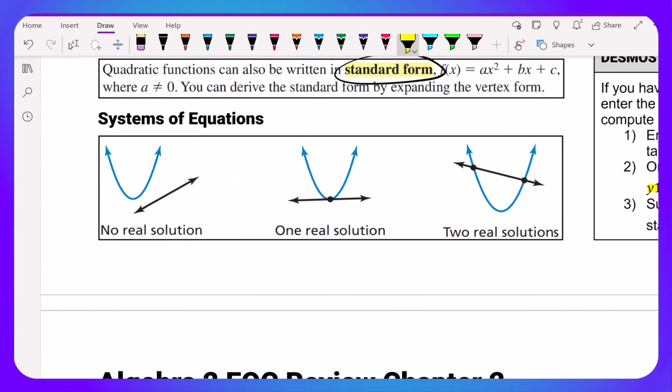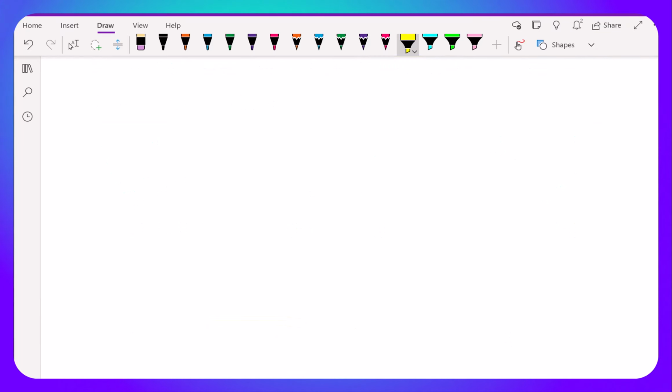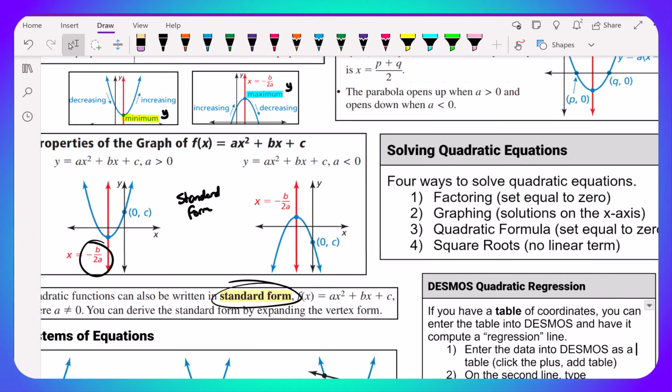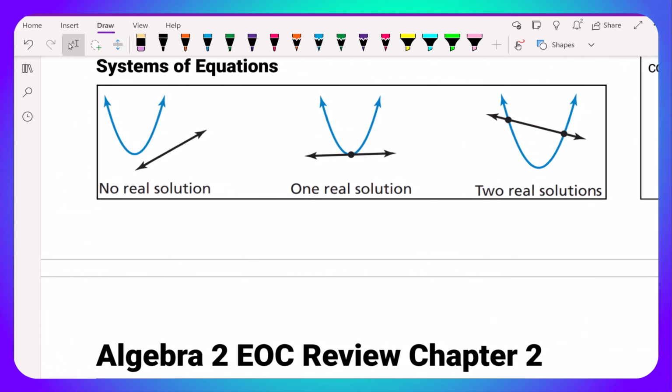The only other thing that we talked about in Chapter 2 is a system of equations. There are 3 different possibilities that you can have if you are given a system. You can have a quadratic and a linear that do not intersect. If they don't intersect, you're not going to have a solution. If they intersect at one spot, you'll have, of course, one solution. And if they intersect in 2 places, you will have 2 solutions. The easiest thing for you to do is go ahead and type them into Desmos and see where they intersect.